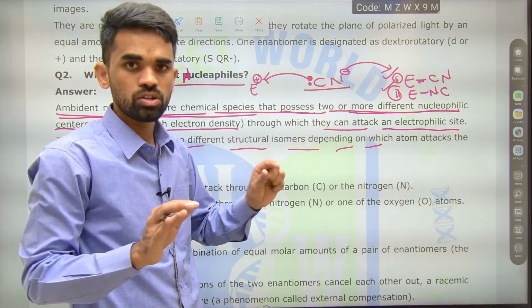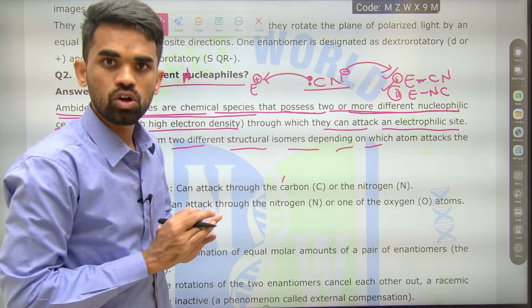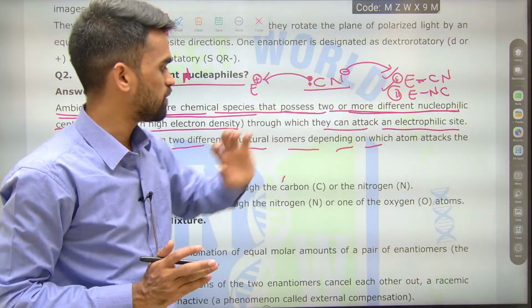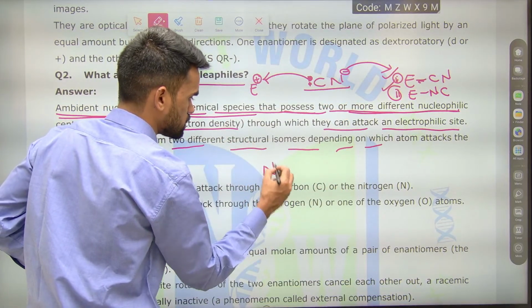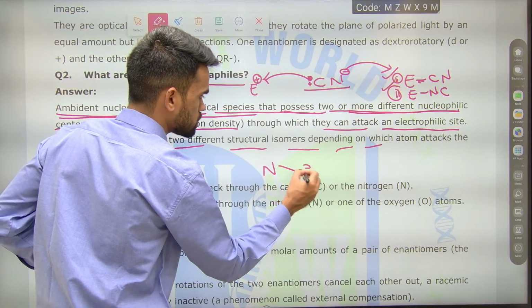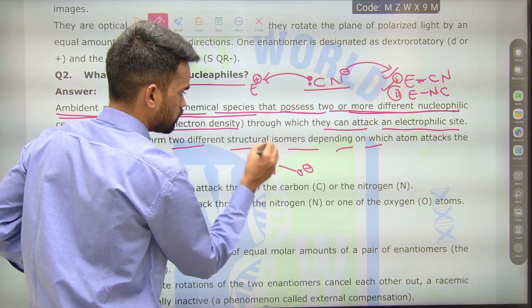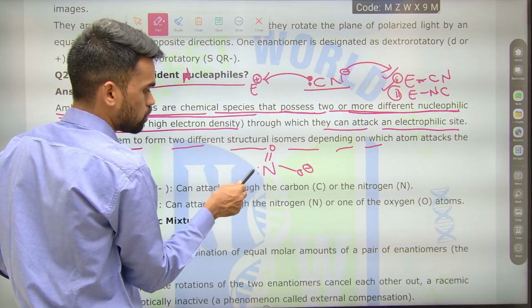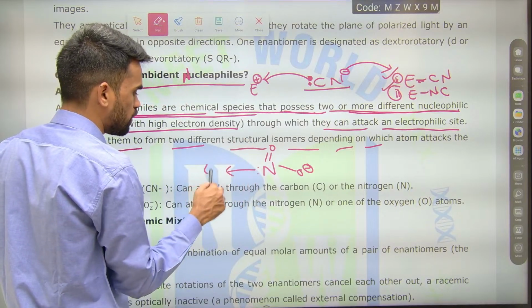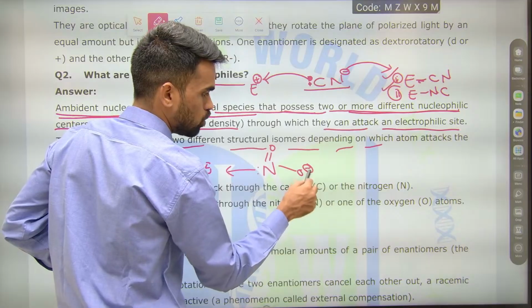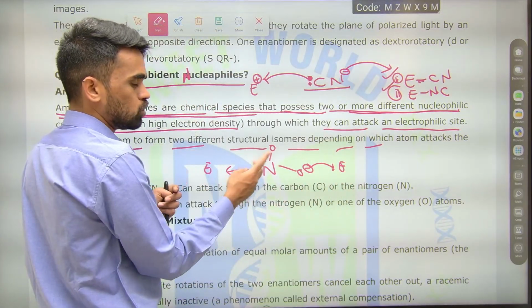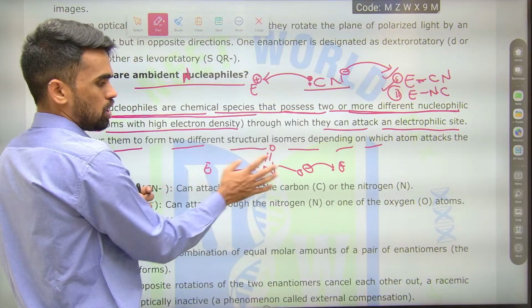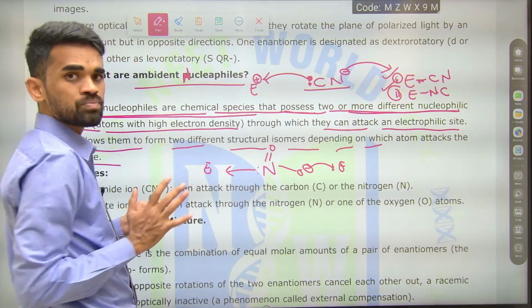Okay, those are considered to be ambident nucleophiles. Give this kind of example, or one more example I am writing here. See, NO2 minus, O minus, N, O, lone pair. Now nitrogen can make a bond with the electrophile, or this O minus can also make a bond with the electrophile. So there are two sites. Using any of the sites, this nucleophile can attack the electrophile.